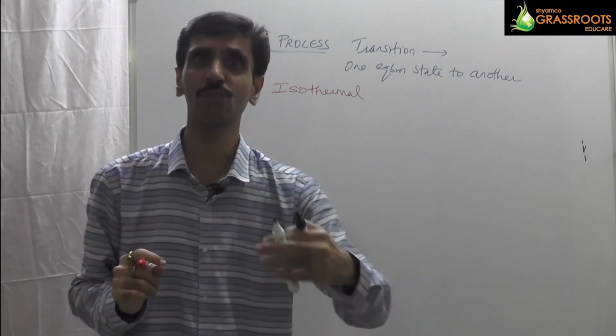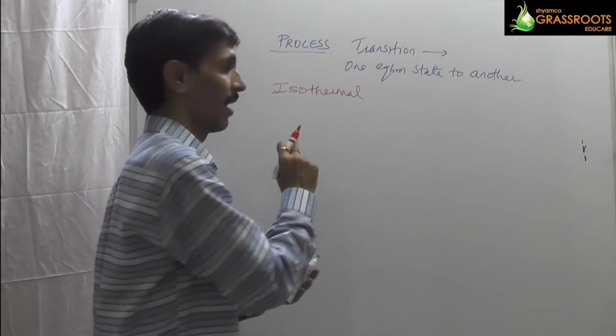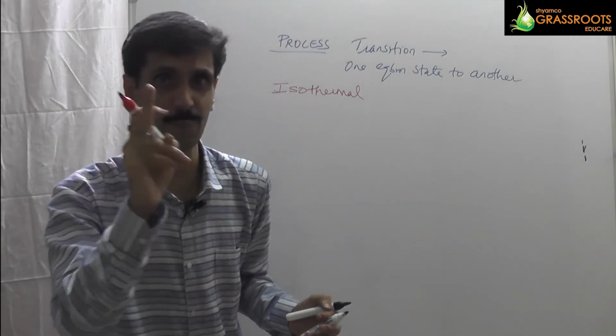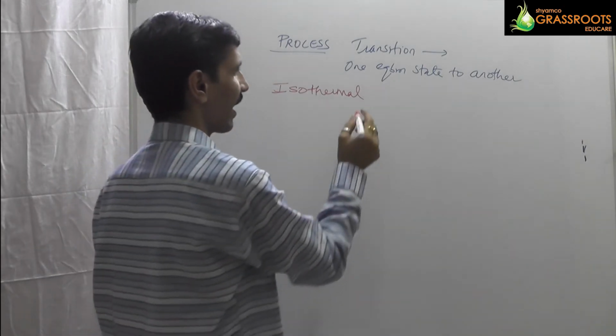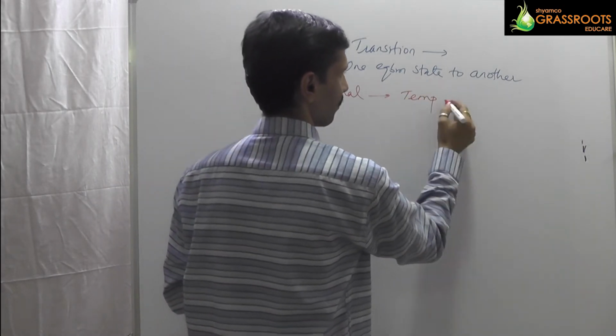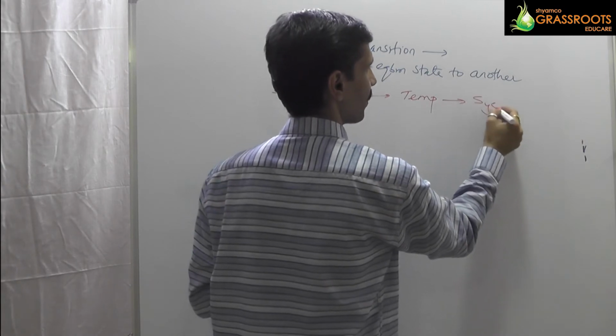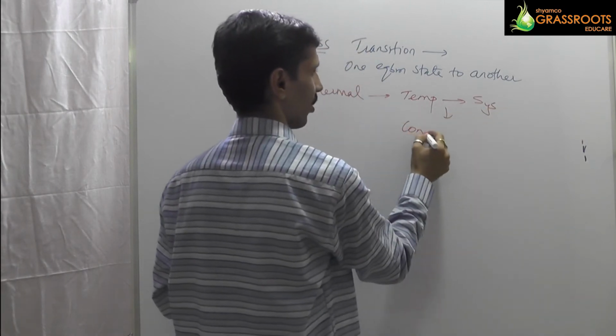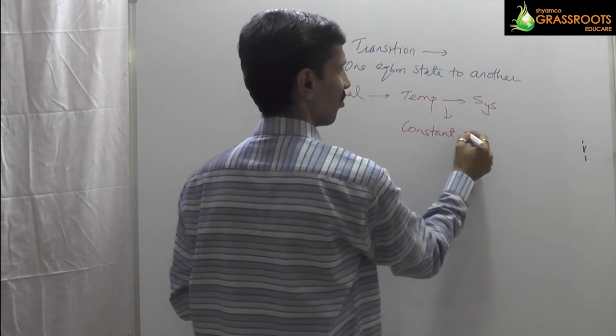Isothermal, iso means what? Same. Thermal means what is the first thing that comes to mind? Temperature. So in an isothermal process, what we have to say is the temperature of the system remains constant, or I'll say it remains the same.